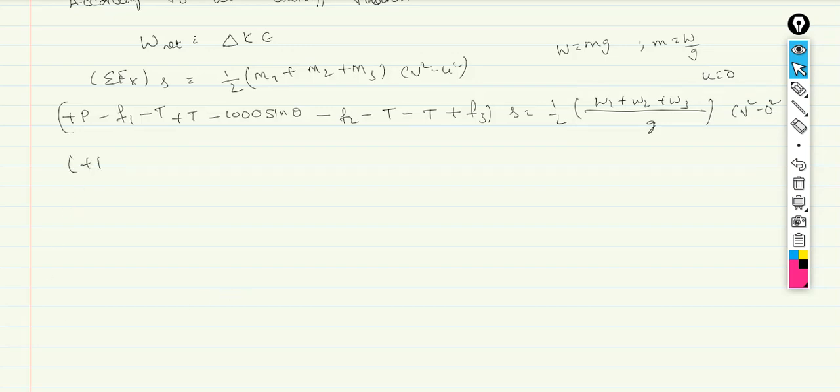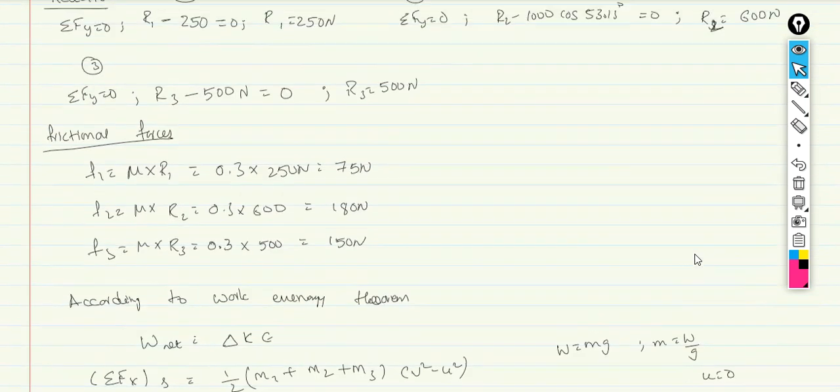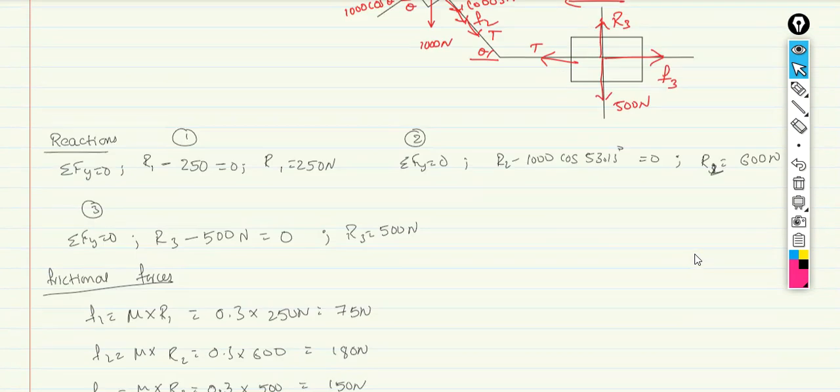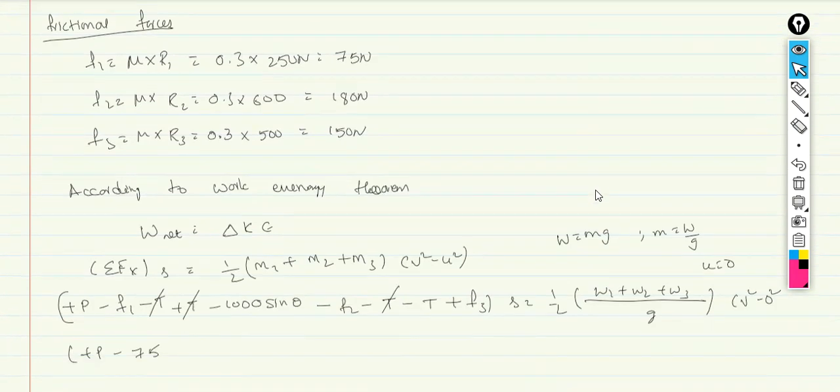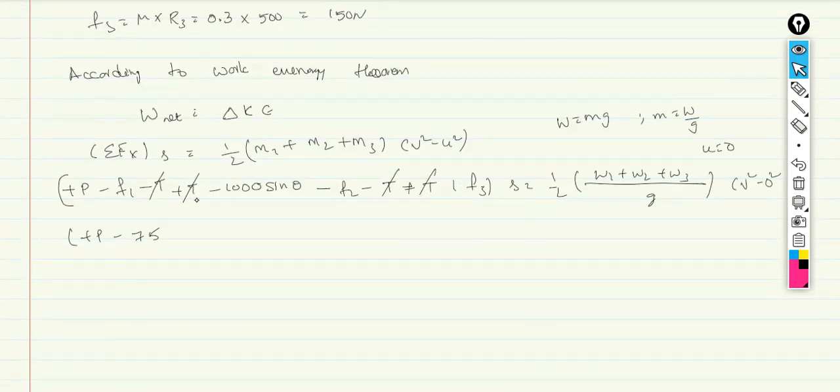So plus P, minus F1 is 75, minus T plus T get cancelled, minus T, and one plus T is remaining, right? So we forgot one T. See, go for the problem again. Plus T. See, we have one plus T. I forgot to write this plus T. Minus T plus T get cancelled, minus T plus T get cancelled. You will get the remaining like this.